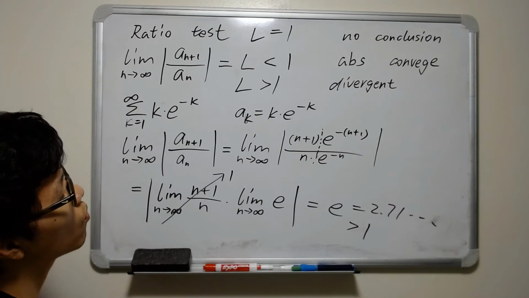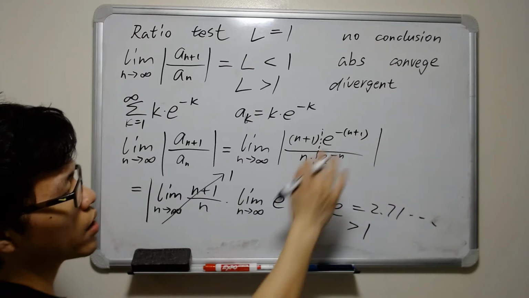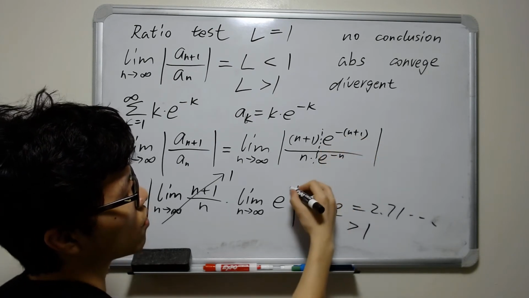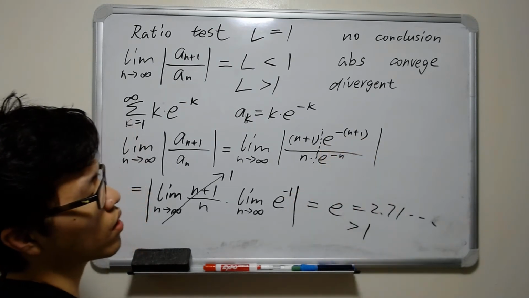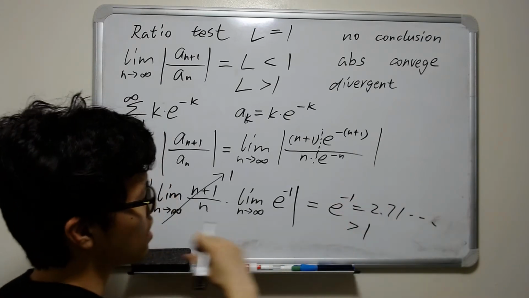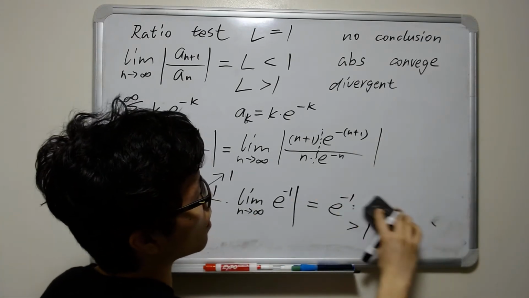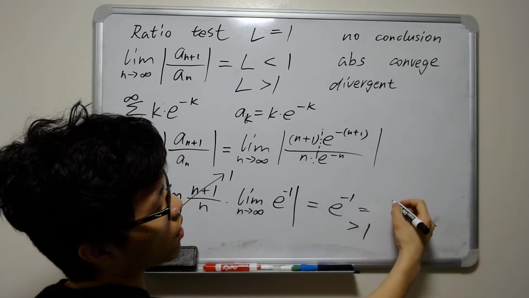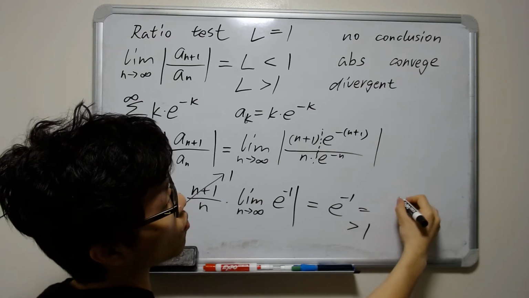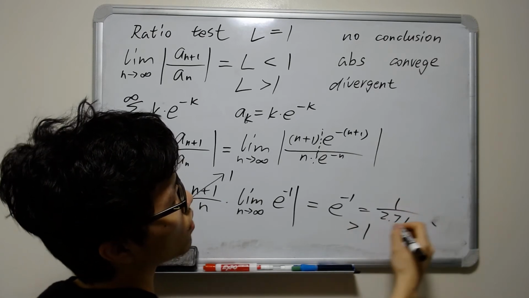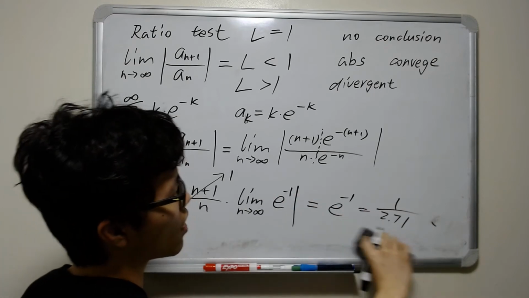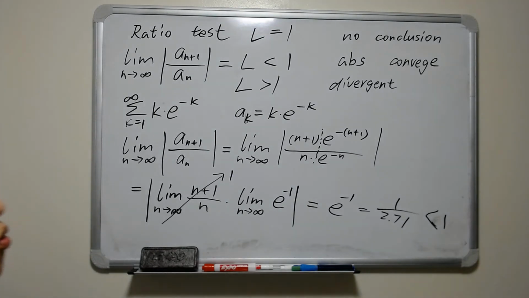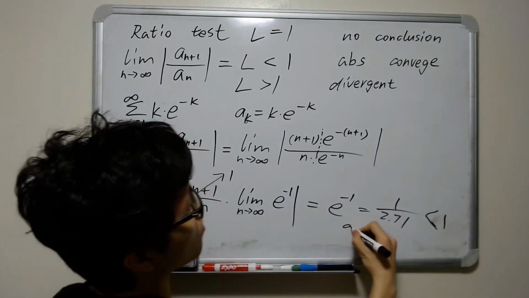No, sorry. I think this one is e to the negative (n plus 1), so we will get e to the negative 1. So the final answer is e to the negative 1. And then e to the negative 1 is, because we know e is like 2.71, 1 over 2.71. So we know this ratio is less than 1, which means this series converges.